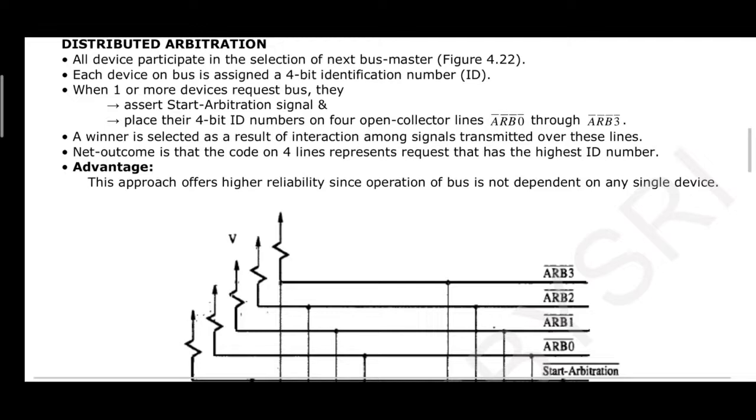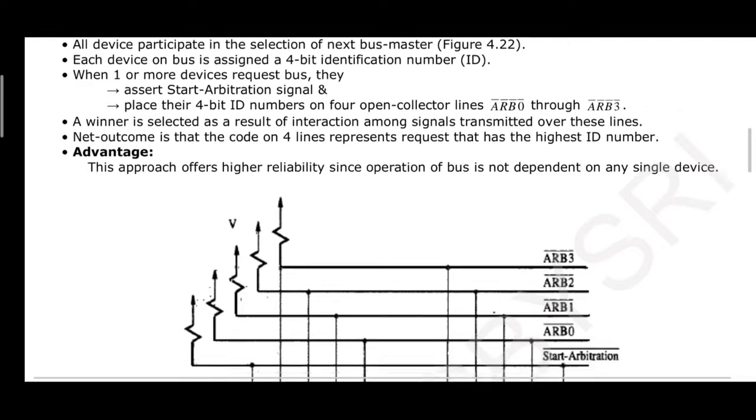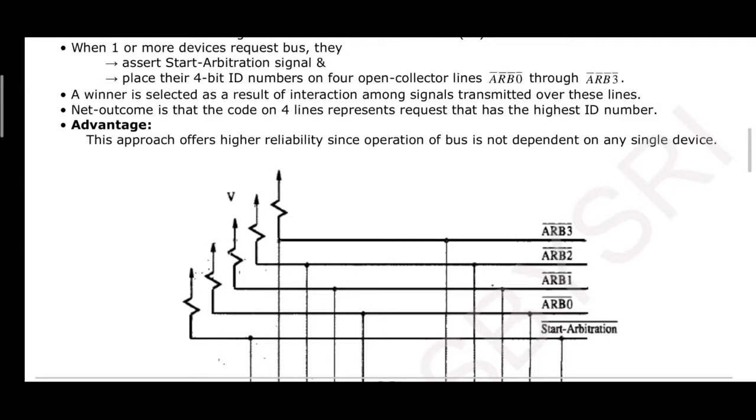When one or more devices request the bus, they assert the start arbitration signal and place their 4-bit ID number on the 4 open collector lines. As you can see, the horizontal lines ARB0, ARB1, ARB2 and ARB3 are called the open collector lines. And the start arbitration line is the fifth one; you can see there are 5 horizontal lines. Arbitration 0 to arbitration 3 carry the 4-bit identification for each device, and the start arbitration signal is for asserting.